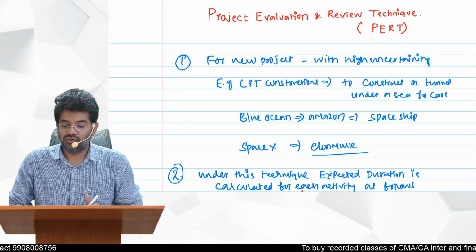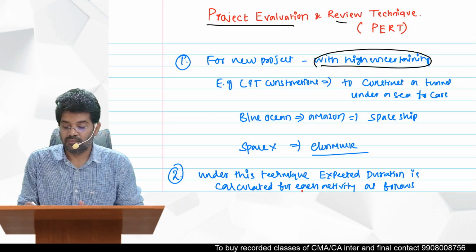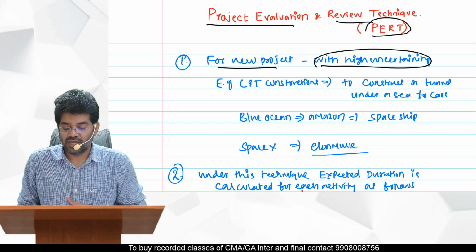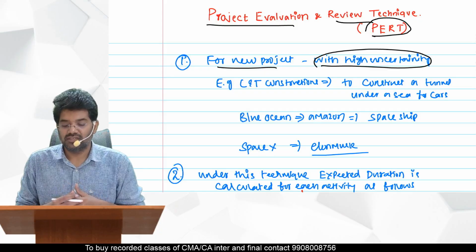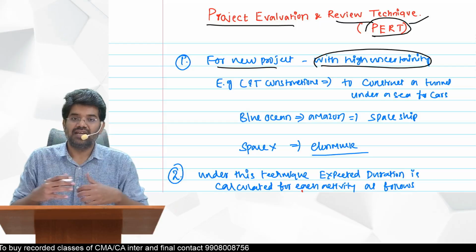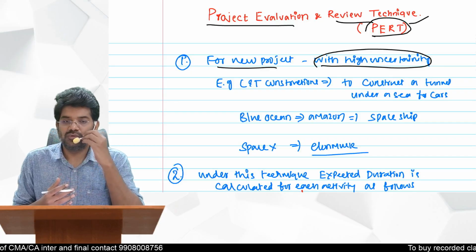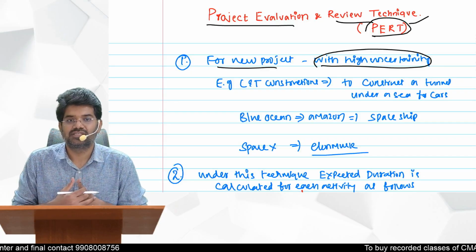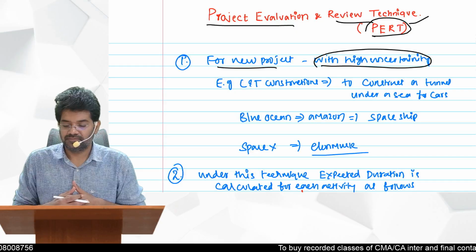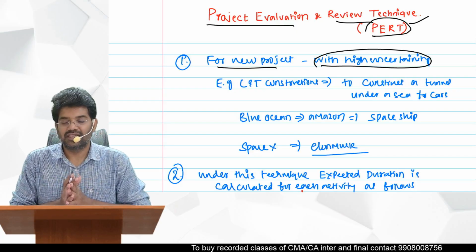So this is for new projects with high uncertainty, we use this technique. PERT we will apply for new projects. So any project for the first time if you are doing, for that we can use PERT. So what is the problem here is, there is an uncertainty involved. So whenever there is an uncertainty, what we need to do, we need to take estimated durations. So this whole concept now we have to cover. So in the next video I will be covering this particular PERT technique.